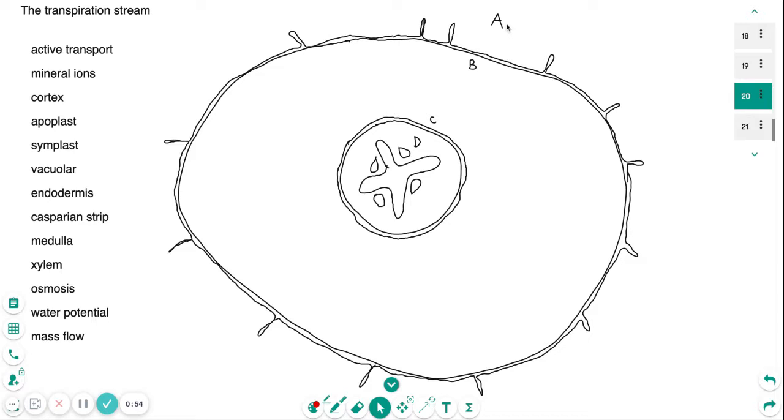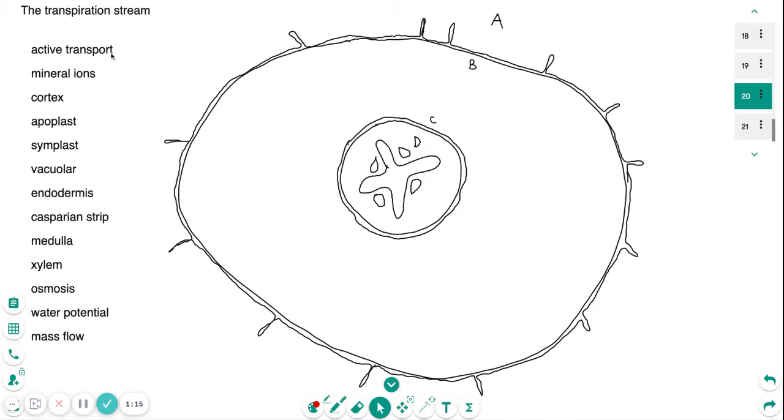So we'll do a recap of how water gets from A to B to C to D, from the outside to the inside of the root hair cells, across to the other end of the cortex, where the endodermis is, and how it gets across the endodermis into the medulla of this vascular bundle before going into the xylem.